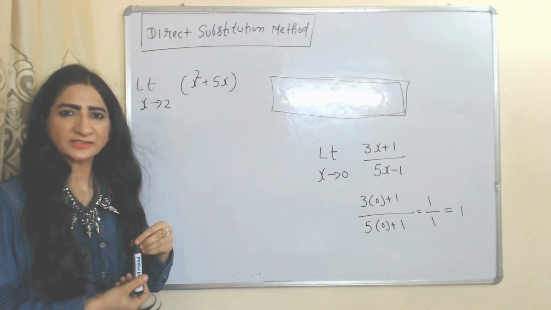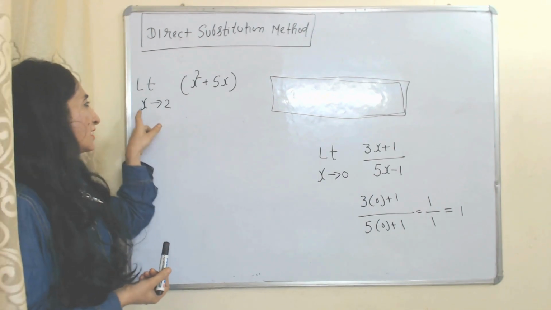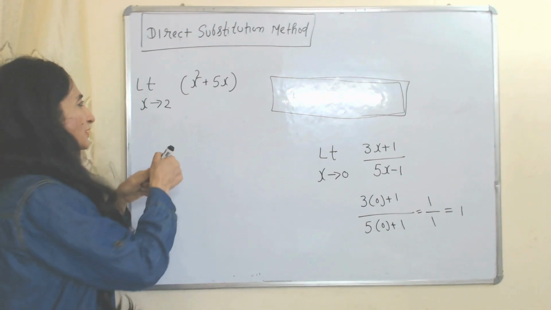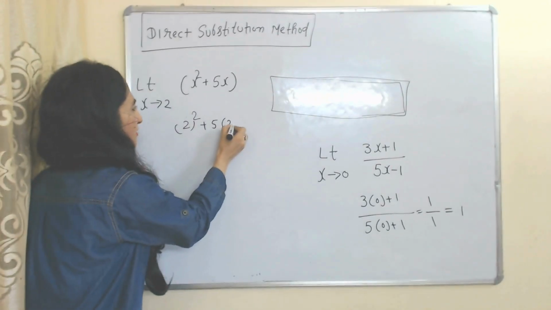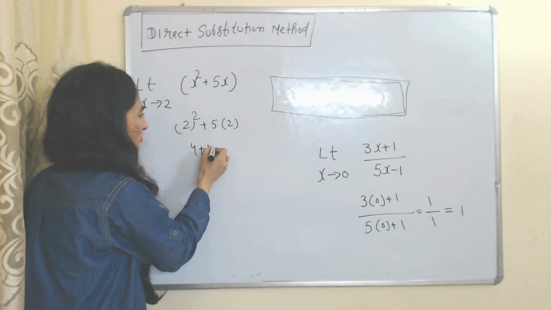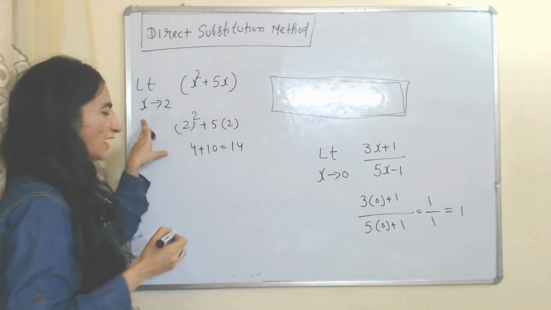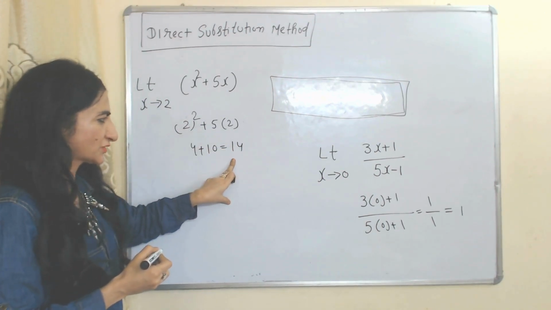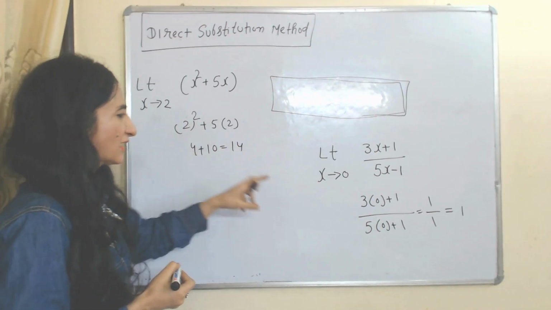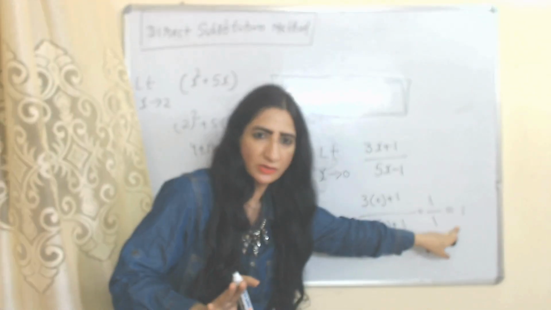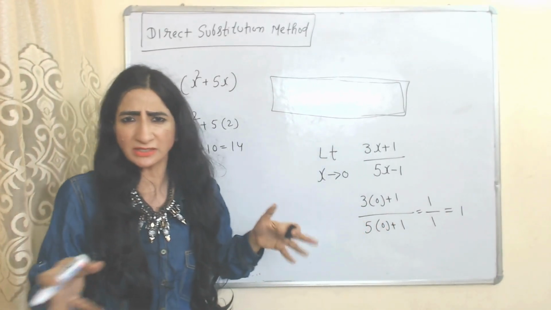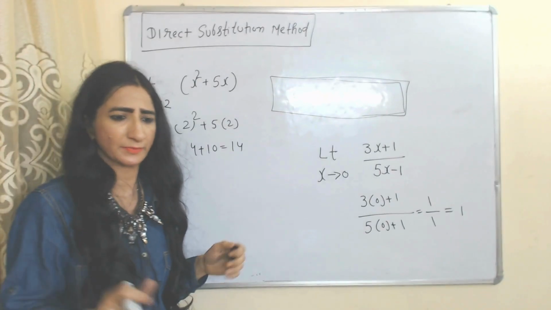Now we will see the direct substitution method for limits. x approaches 2. In place of x, we will put 2. Then our function will become equal to 14. If x approaches 2, then our function will become equal to 14. Similarly, if x approaches 0, then our function will become equal to 1. The direct substitution method is very simple, there is no problem.